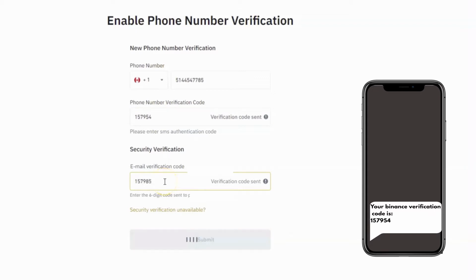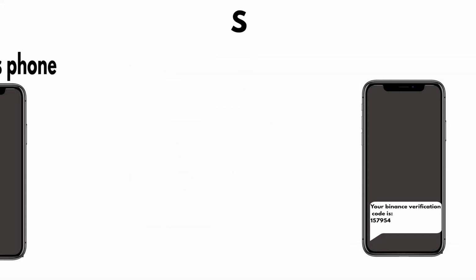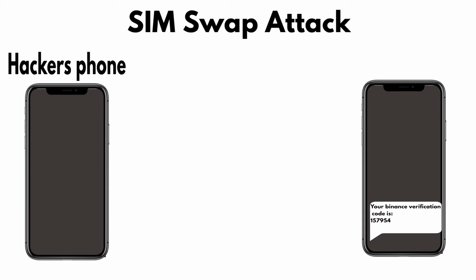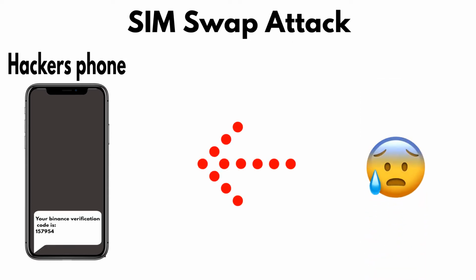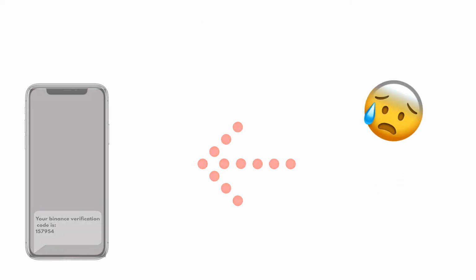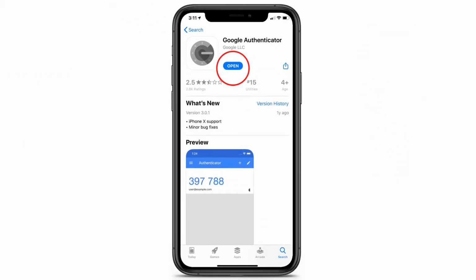If a hacker knows your phone number, he might try an attack called SIM swap. Your phone number will be associated to a new SIM card that the hacker has. He will receive your SMS code. Therefore, you should also configure Google Authenticator.